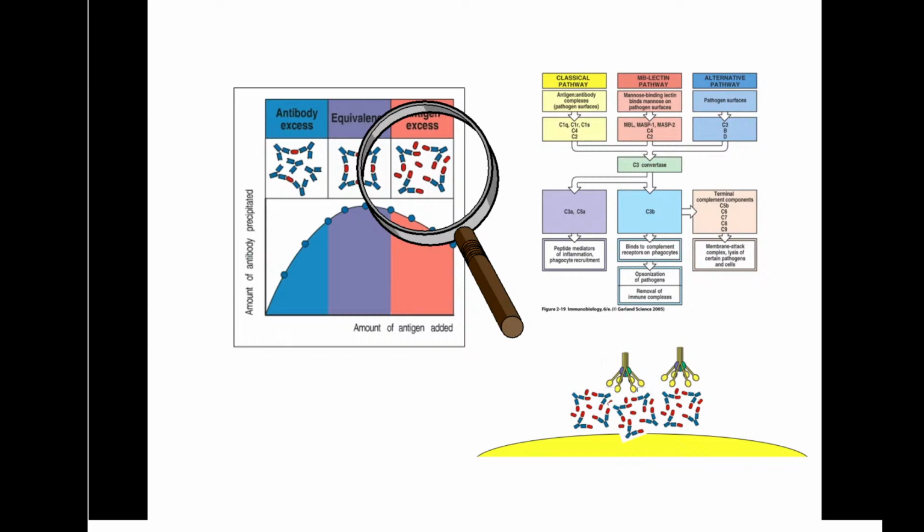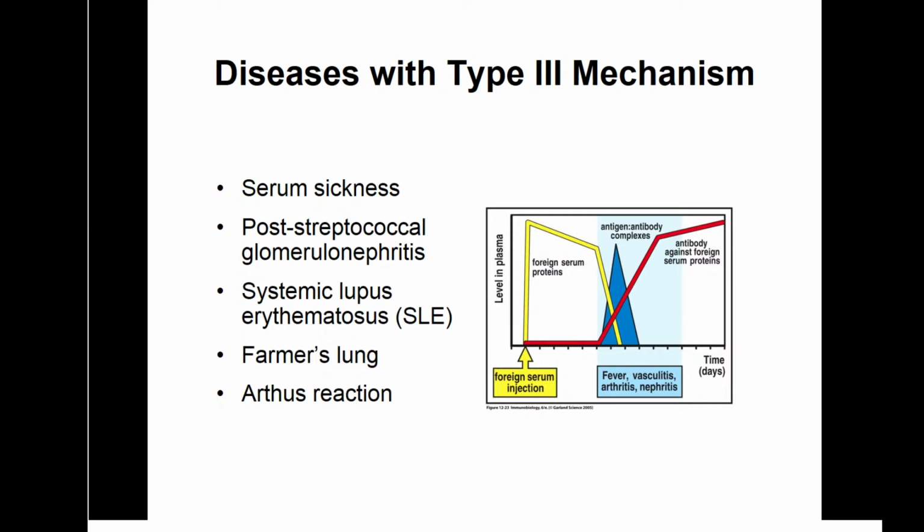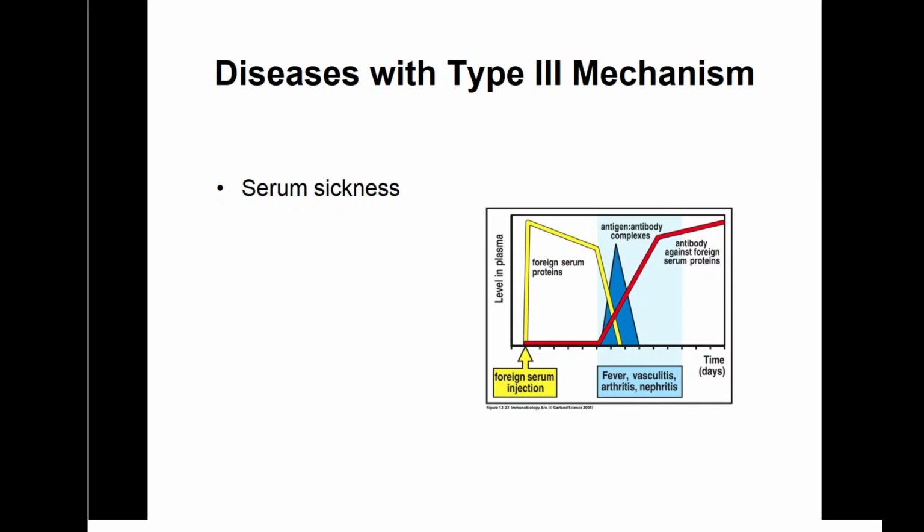So in the clinic we have immune complexes that circulate in blood, pretty large immune complexes. Some diseases are classical examples of the type 3 mechanism, like serum sickness, post-streptococcal glomerulonephritis, systemic lupus erythematosus, and the Arthus reaction. Diseases with type 3 mechanism.